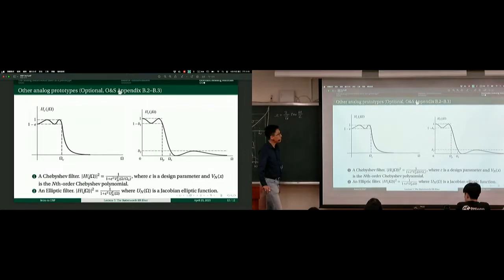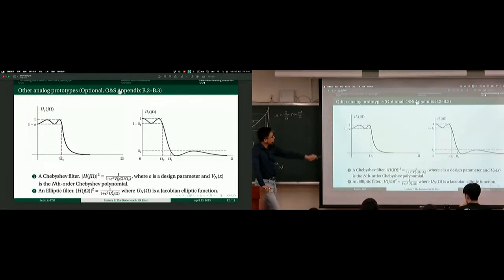So in general, you may ask, why do we want to allow ripples there? The ripples are not good, right? Being maximally flat is wonderful. Why do we want to consider having ripples? So that may be a question to ask, right? Is there any advantage?